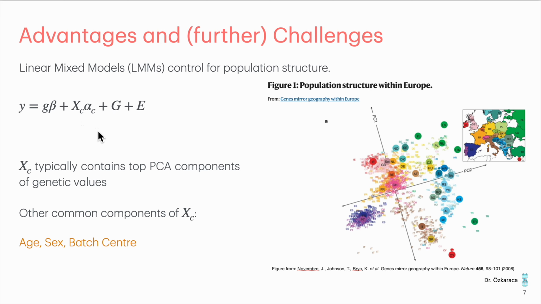which would allow us to correct for that confounder. There are also other common components that we add here to correct for confounders. These are age, sex, or batch centers, because these variables also might differ between different groups. For example, males and females might have different average height in different populations, and therefore you might want to correct for that as well.